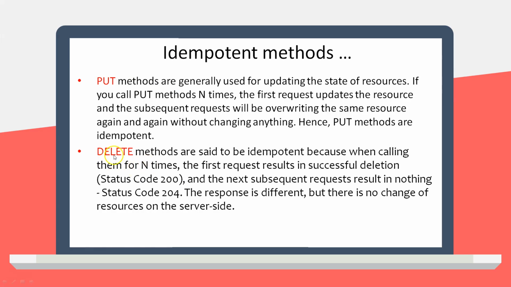Clear? Next is DELETE. DELETE methods are said to be idempotent because when calling them n times, the first request results in successful deletion, status code 200, and the subsequent requests result in nothing, status code 204. The response is different, but there is no change to the resources on the server side. If I hit the DELETE function, the first time it will delete the record. But after that, because we don't even have the record in the database, it won't change the state of the object because the object itself is not there. That's why we call it idempotent.